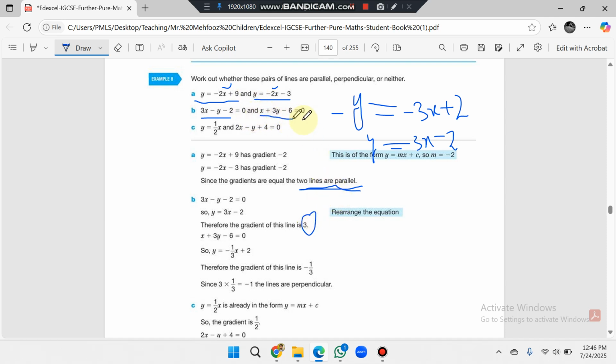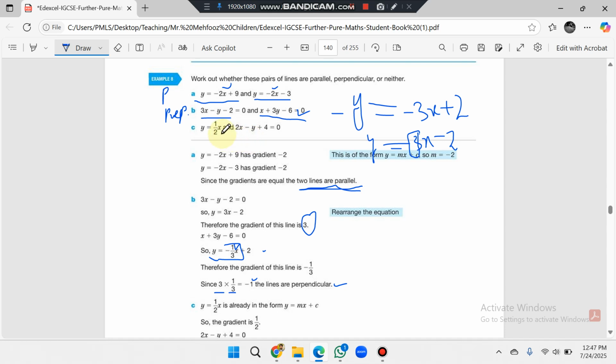Next equation is x + 3y - 6 = 0. When we convert this equation, you can see that y = -1/3 x + 2. So therefore the gradient of this line is -1/3, and in this case its gradient is 3. When we multiply these two gradients, your answer is equal to -1. So these two lines are perpendicular. This is the perpendicular line question, after the parallel lines.